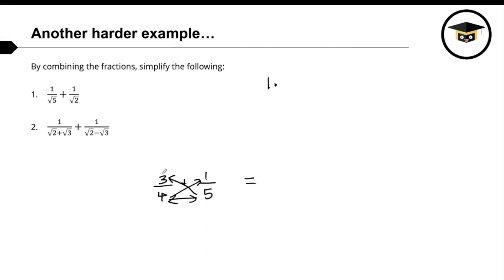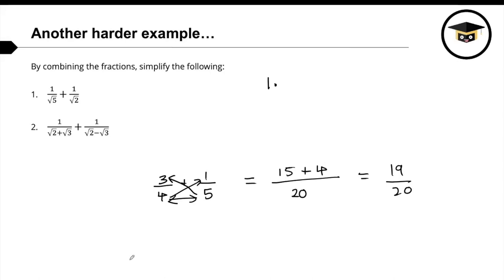So we have 5 times 3, which is 15. Then plus 4 times 1, which is 4. And then our denominator is going to be 4 times 5. Each arrow just represents a multiplication. So 4 times 5 is 20, and that is equal to 19 over 20, and that gives us our answer. Hopefully you can see how the crisscross rule works.